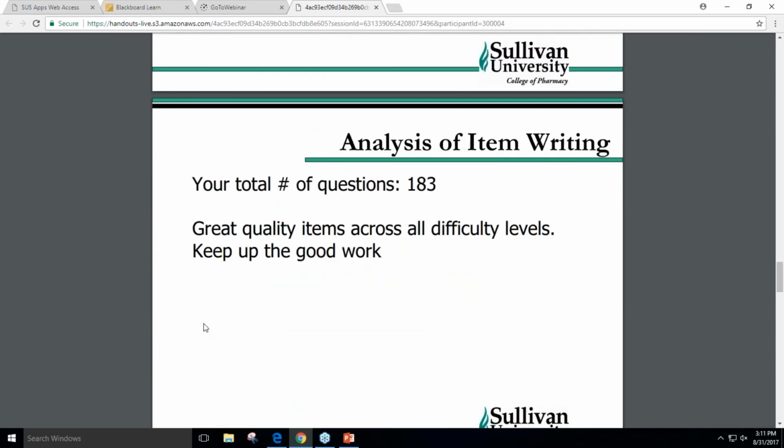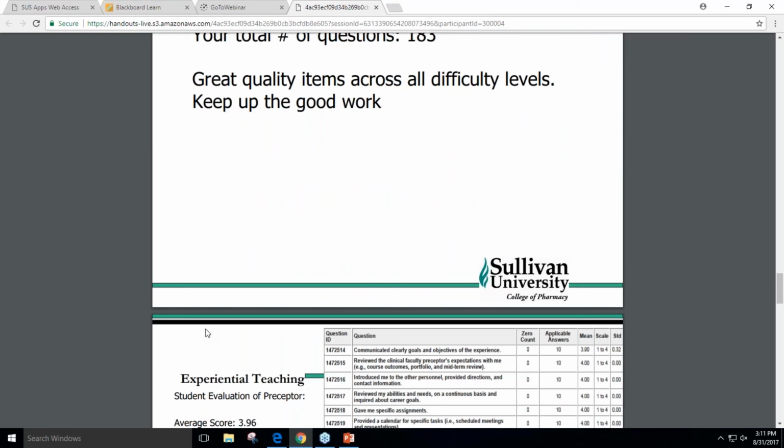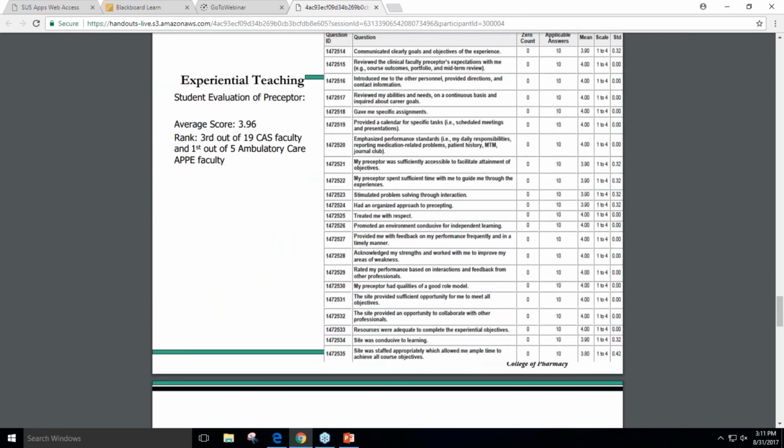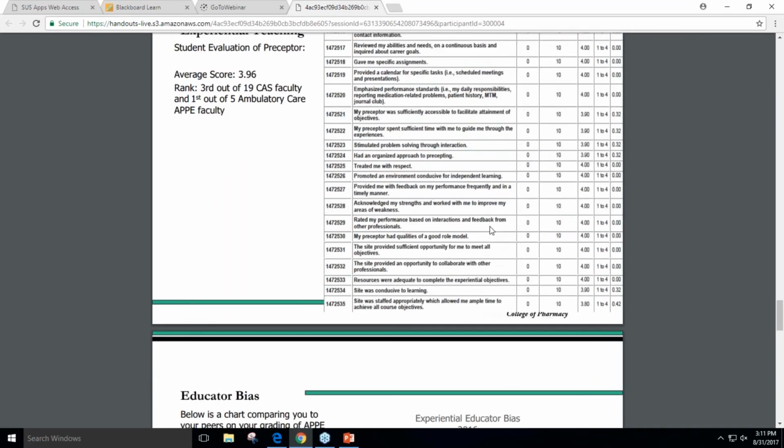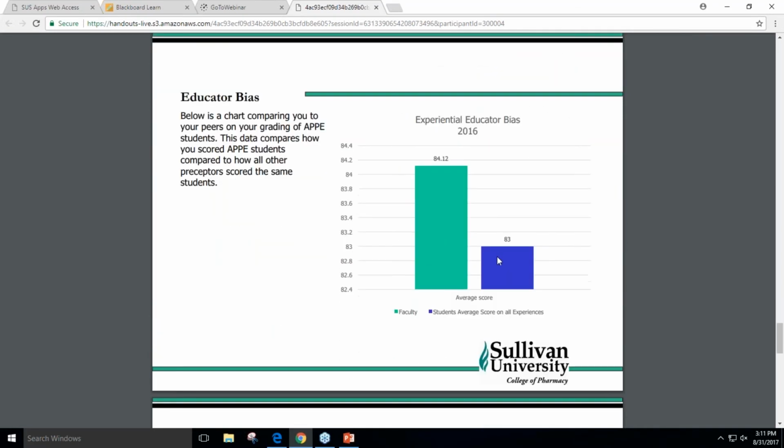And then we go into the experiential teaching, and we do an aggregate report, and then also a ranking with your peers. So in this case, the faculty member scored 3rd with a 3.96 out of 4 on the Likert scale out of the 19 practicing faculty. And then also the educator bias, to show how you grade your experiential students in comparison with your peers.